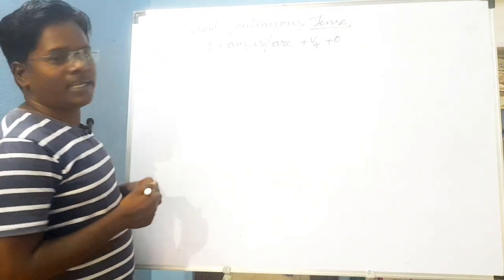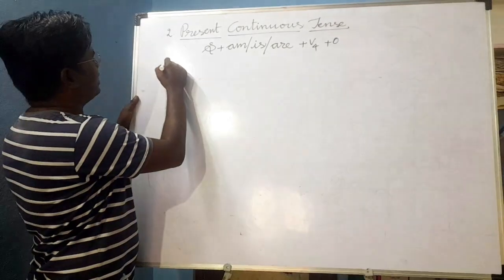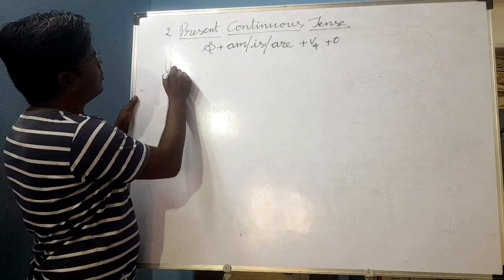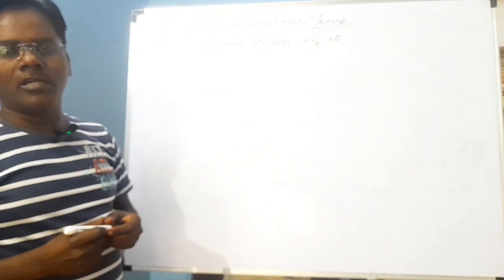Okay, so here present continuous tense use, so it is used to indicate the action which is going on at the time of present, okay, or at a point of time. It is used to indicate an action which is going on at a point of time in the present.